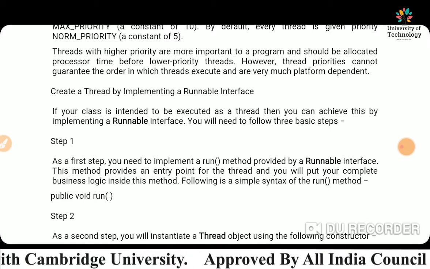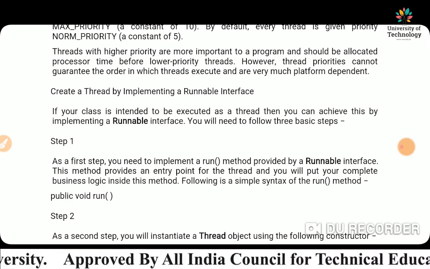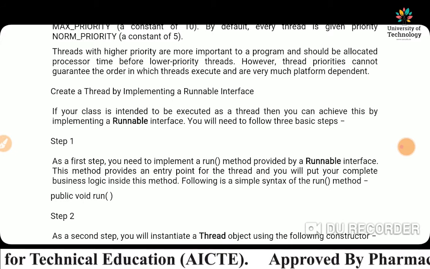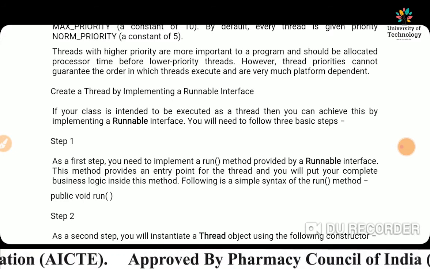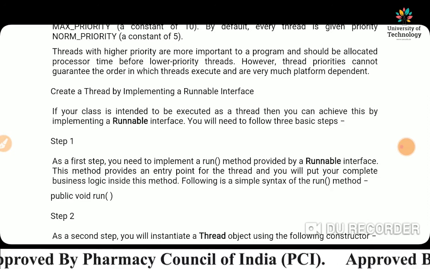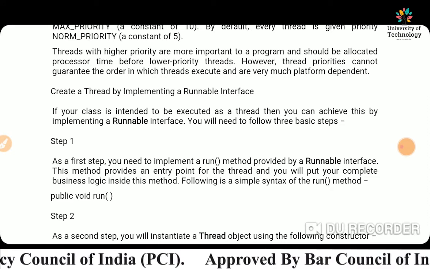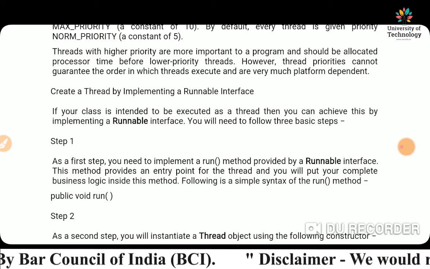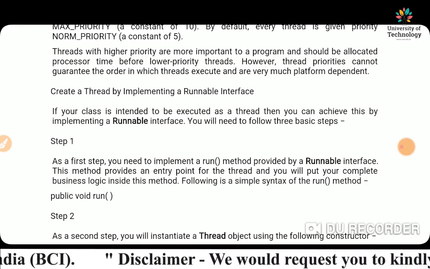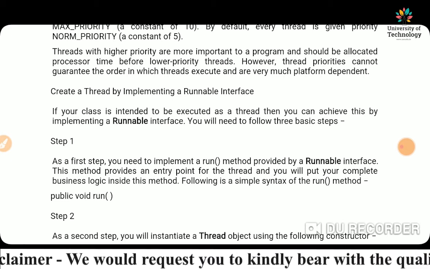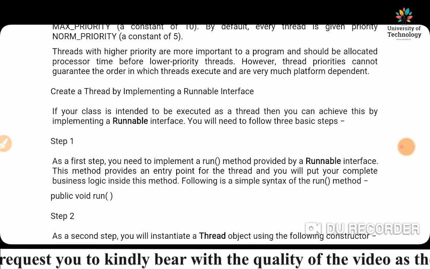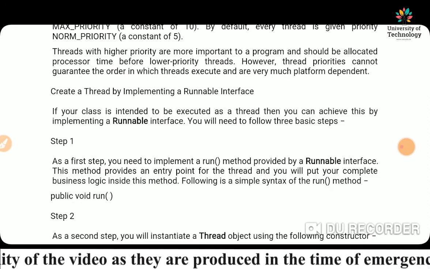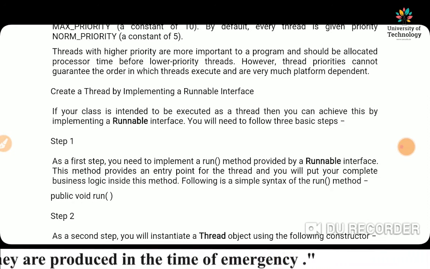As a first step, you need to implement the run method provided by the Runnable interface. This method provides an entry point for the thread, and you will put your complete business logic inside this method. So the syntax is public void run, and inside this method, statements for implementing the thread. The run method should be invoked by an object of the concerned thread. This can be achieved by creating the thread and initiating it with the help of another thread method called start.